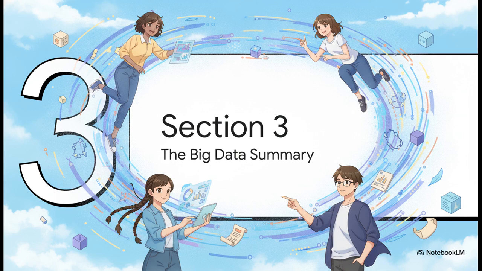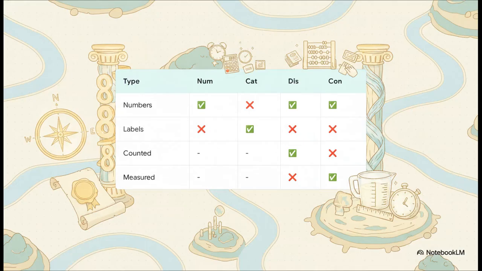Section 3. The Big Data Summary. Let's bring all of our amazing discoveries together into one giant cheat sheet that'll instantly make you a data expert. Let's walk through this map together. The golden rules are right here. Numerical equals numbers, categorical equals categories, and within numbers, discrete equals count, and continuous equals measure. If you ever get stuck, just ask yourself, count or measure, name or number, and you'll find the exact answer.